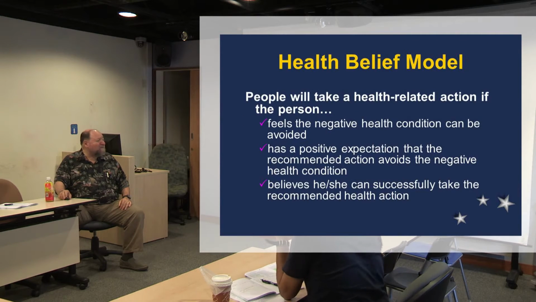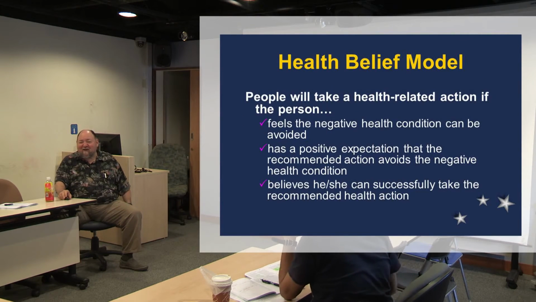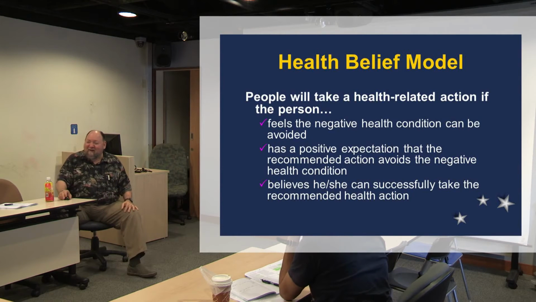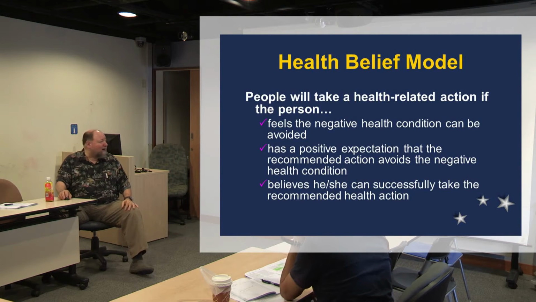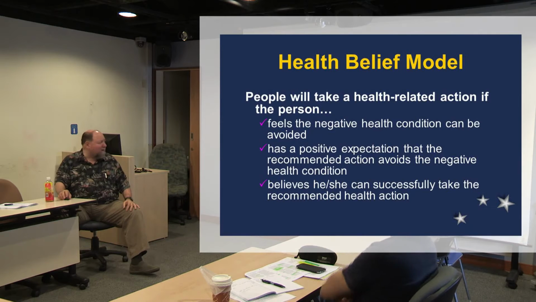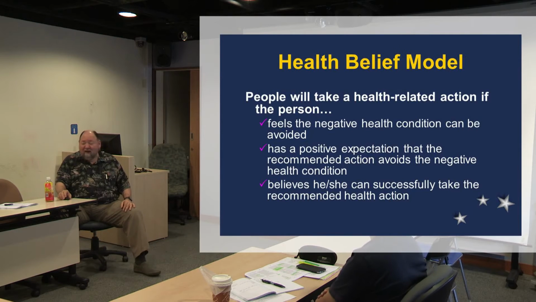All right, health belief model. This is the old chestnut from public health. It's been around for a long time. I think Becker was the guy who came up with this. It's a very nice model that basically says people will take a health-related action if they feel the negative health condition can be avoided, has a positive expectation that the recommended action avoids the negative health condition, and believes he or she can successfully take the recommended health action.